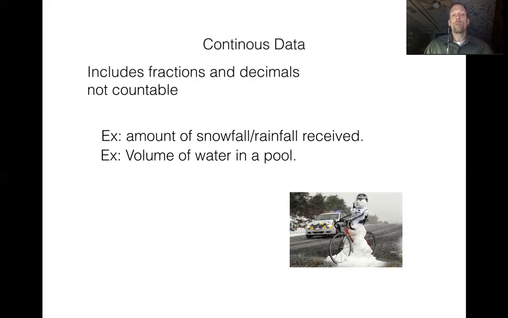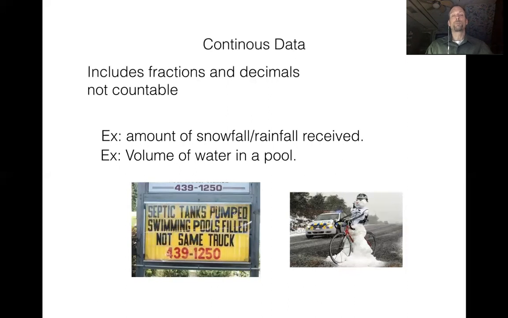Another example would be volume of water in a pool. If we look at a pool, we can't count up the number of drops of water. It wouldn't make any sense. And we can also get a fraction. If we were to measure water in gallons or liters, we can have half a liter or 1.29 liters. So that would also be an example of continuous data.